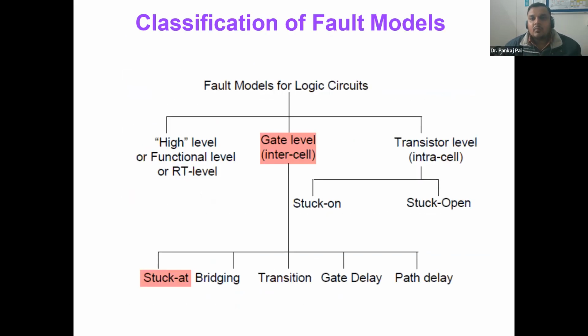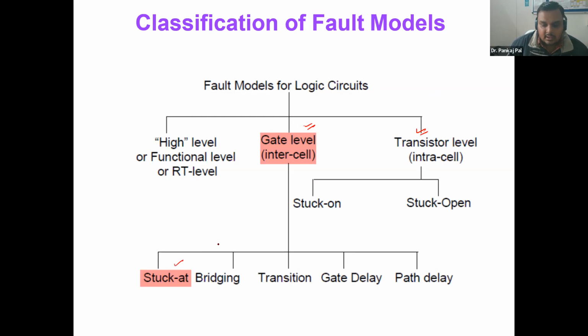So what are these fault models? Fault models are some of the models that will be able to detect certain errors in a circuitry. There are many errors in logic circuitry, like gate level errors and transistor level errors. Gate level stuck-at fault.